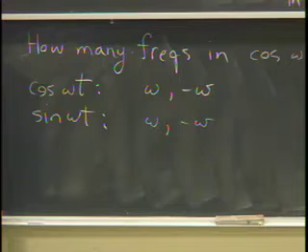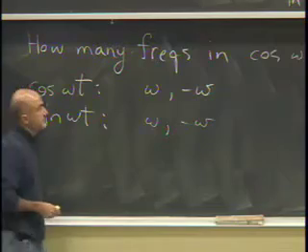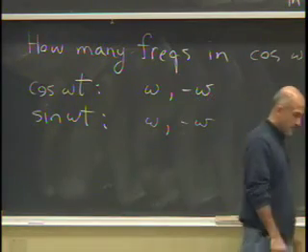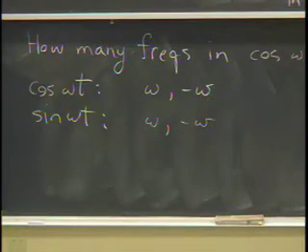So we've already talked about positive and negative frequencies and how they're distinct. So a cosine is not a pure signal in the sense that it contains a single frequency. It does not. It contains two frequencies.